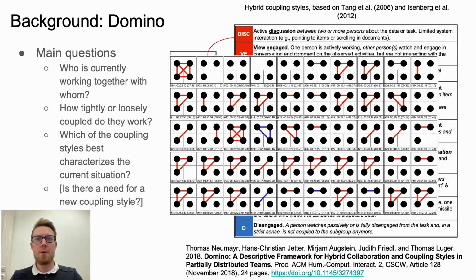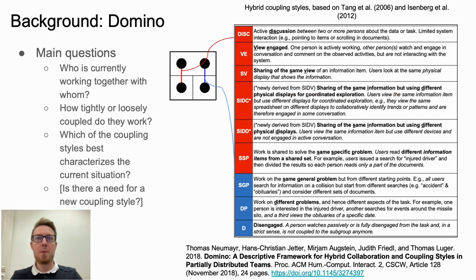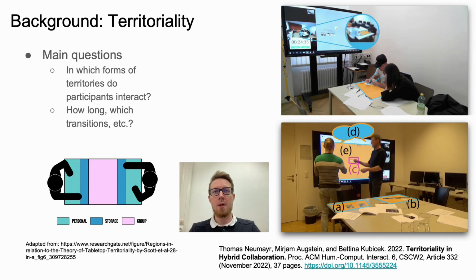So what are the main questions when analyzing audiovisual material? In one of our previous works about the descriptive domino framework for hybrid collaboration and coupling styles, we asked ourselves, for example, who is currently working together with whom, and how tightly or loosely coupled do they work? Or which of the coupling styles fits best? In another recent work, we shed some light on territoriality in hybrid collaboration in the tradition of Stacy Scott and her colleagues' 2004 paper titled Territoriality in Collaborative Tabletop Workspaces. In our paper, we were, for example, interested in which forms of territories participants interacted at each point in time.